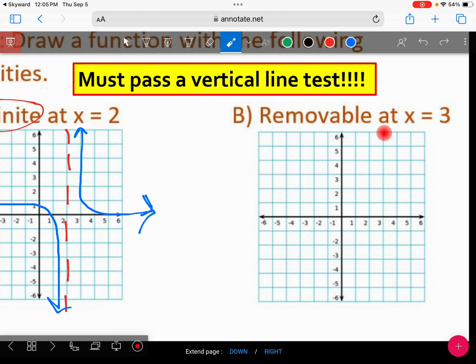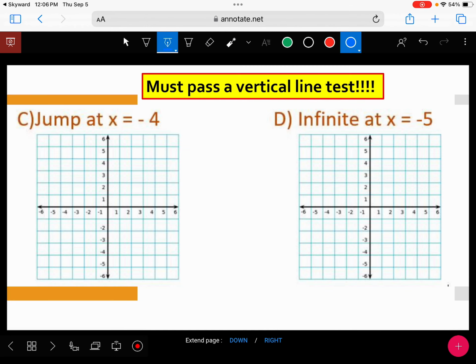It could be at 6. It could be anywhere along x equals 3. There should be a hole. I'm going to put my hole down here and just make a straight line. That's an example, though. I'm only showing you examples. That's B. All right, let's flip it over.